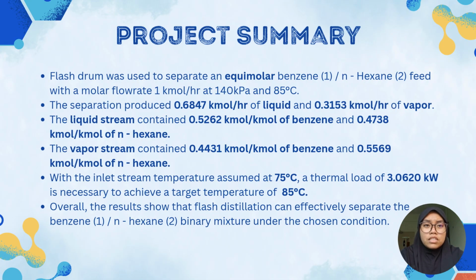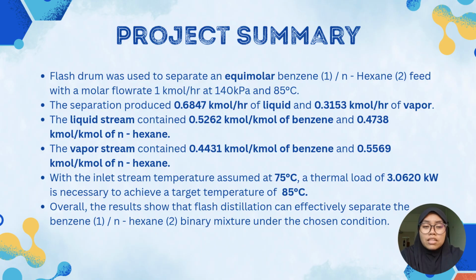To summarize everything, flash drum was used to separate an equimolar benzene and n-Hexane feed with the molar flow rate 1 kmol per hour at chosen condition. The separation produced 0.6847 kmol per hour of liquid and 0.3153 kmol per hour of vapor. The liquid stream contains 0.5262 kmol per kmol of benzene and 0.4738 kmol per kmol of n-Hexane. The vapor stream contains 0.4431 kmol per kmol of benzene and 0.5569 kmol per kmol of n-Hexane.